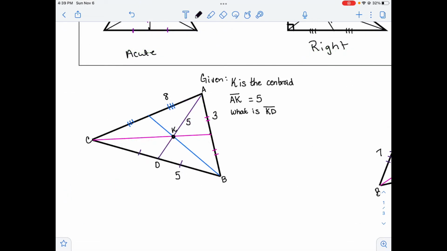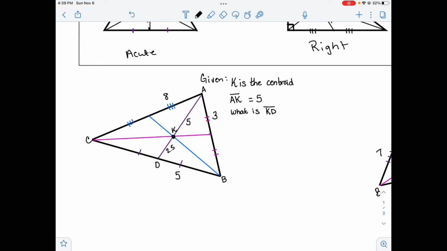So here we're given that K is a centroid, so in the middle, already labeled, and that AK, so from A to the centroid K, is 5, and you want to find KD. Well, if we look from the vertex down to the midpoint, we know that the top part, on top of the centroid where K is, is the 2 part of the 2-to-1 ratio. So if this is 5, then this is half of 5. So we would have this as 2.5.